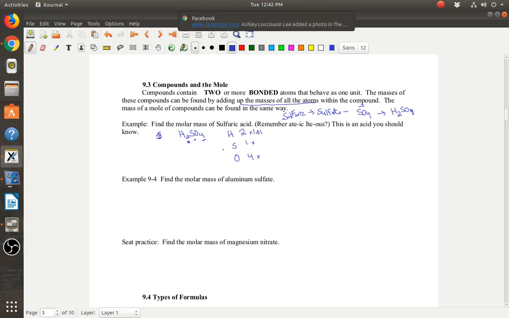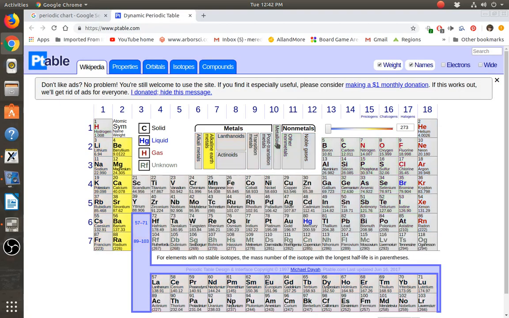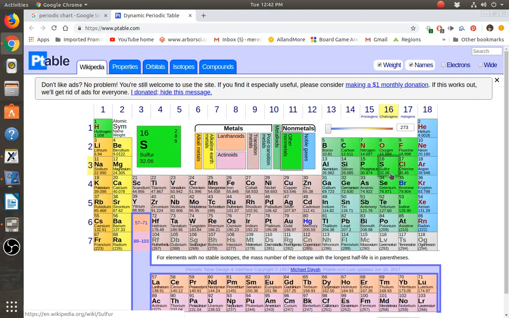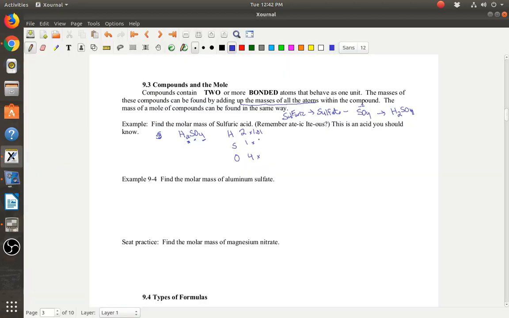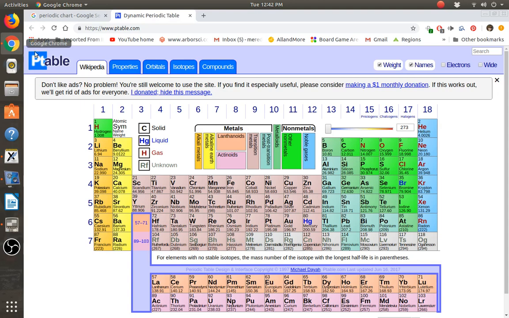What about sulfur? I go back to the periodic chart. Look up sulfur. There it is. There's sulfur, 32.06. That's the molar mass of sulfur. And the molar mass of oxygen, look back on the periodic chart. 1 mole of oxygen is, well, this says 15.999, but we're round to 2 decimal places, so it's 16.00 grams.